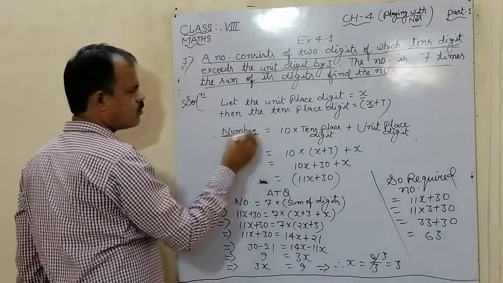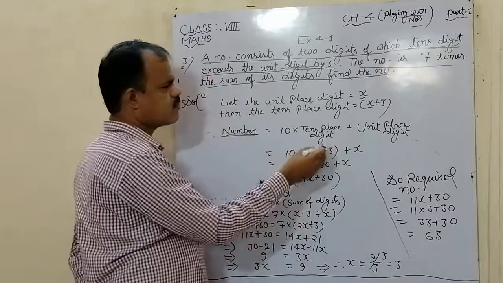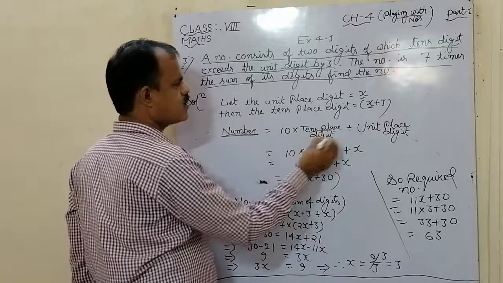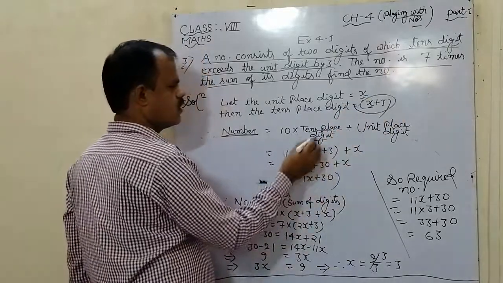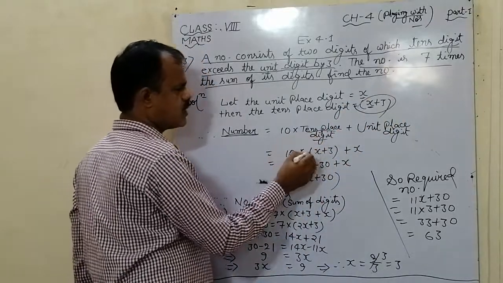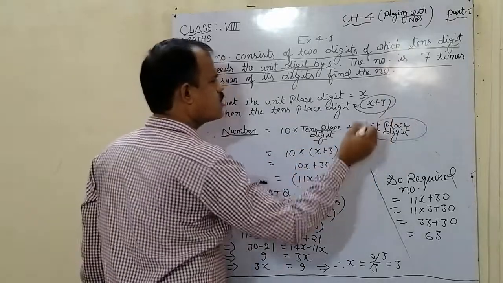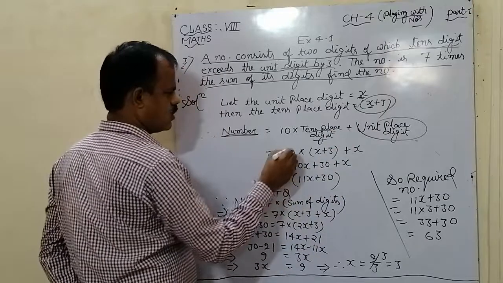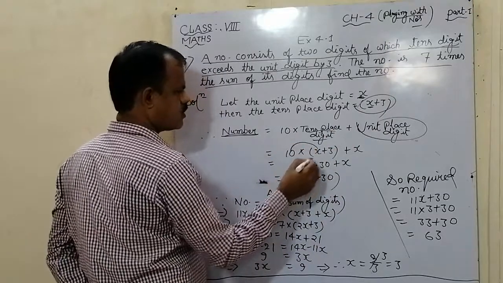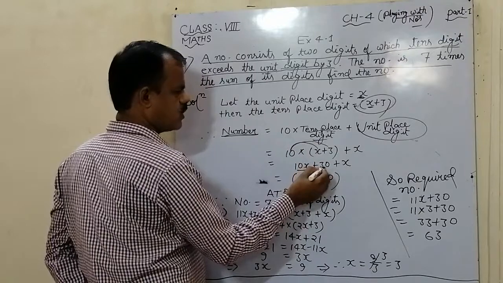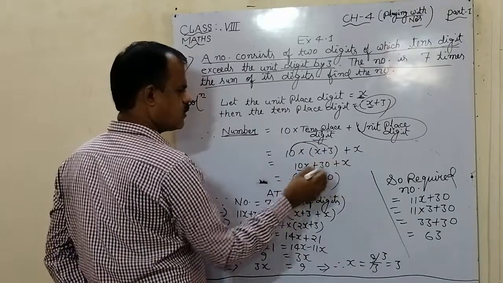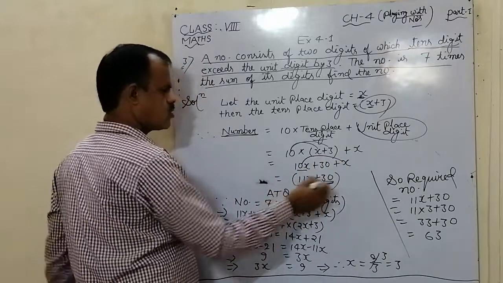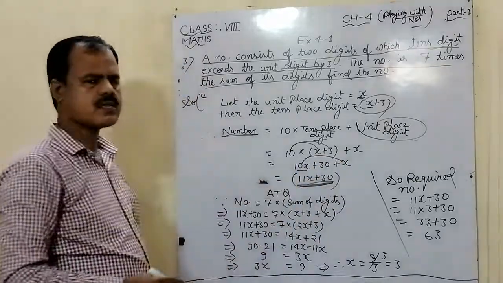Now the number formula is 10 into tens place digit plus unit place digit. So we write 10, tens place digit is x plus 3, so at this place we write x plus 3, unit place digit is x, so we write plus x. So students, look here, 10 into x, 10x, 10 into 3, 30. So 10x plus 30 plus x. Now 10x plus x, 11x plus 30. So the number is 11x plus 30.